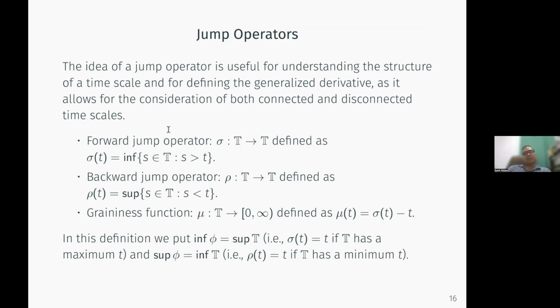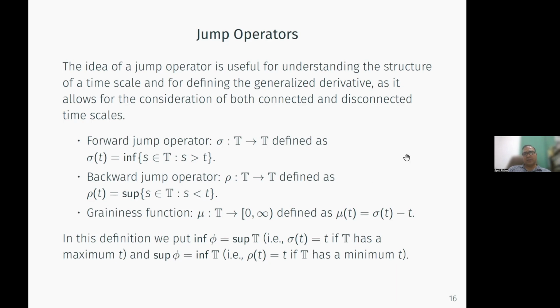These are some important terminology which we will use in our results. The forward jump operator, sigma from T to T, is defined as the infimum of all s in T such that s is greater than t. Similarly, the backward jump operator is defined by the supremum of s in T such that s is less than t, and it is denoted by rho of t. And the graininess function is defined by sigma t minus t, which is denoted by mu of t. And of course, in this case, it is assumed that infimum of the empty set is supremum of T.